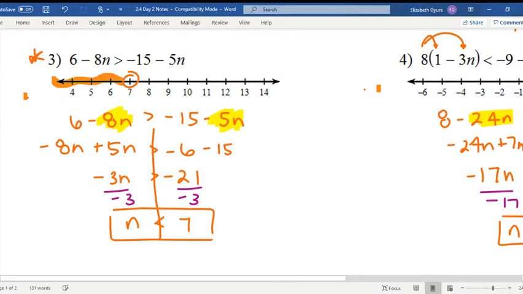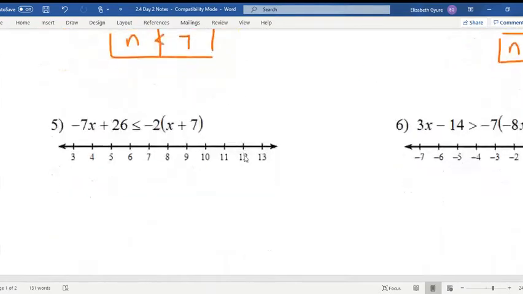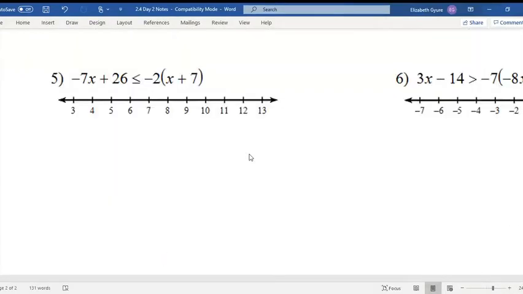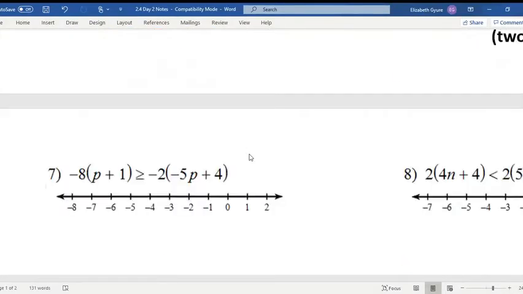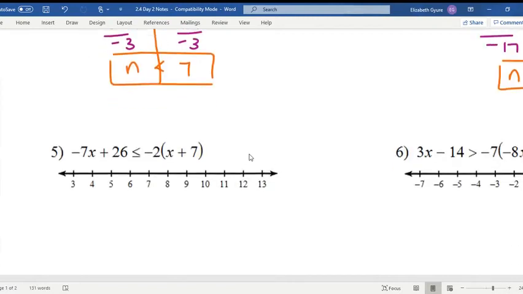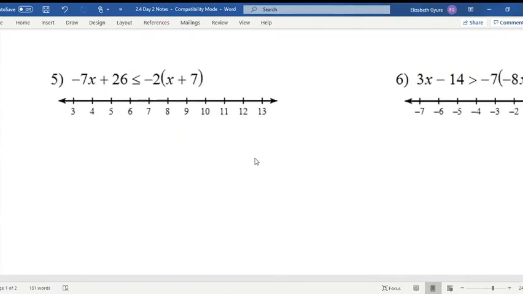To the left. Awesome. All right. Onward. How many more do we have? And then we got some special solutions. I think we'll probably do like 2 more of these, and then we'll take a little break, and then I think we'll move on to special solutions.